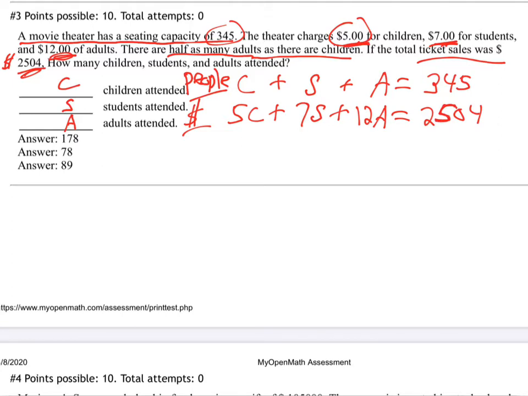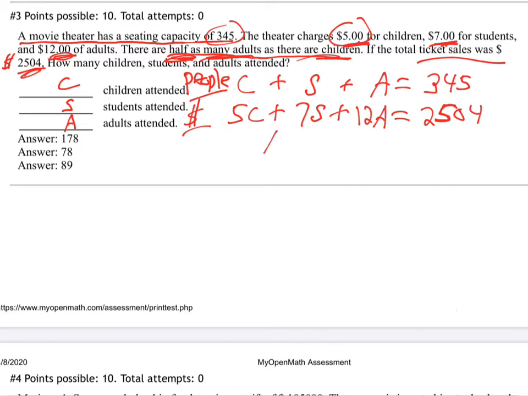Now, 2 equations right now. I need 1 more equation, right? When you have 3 letters, you need 3 equations. What other fact do they speak of that I haven't done anything with yet? Right here, right? Half as many adults as children. Now that could be a little tricky. There's half as many adults as there are children.